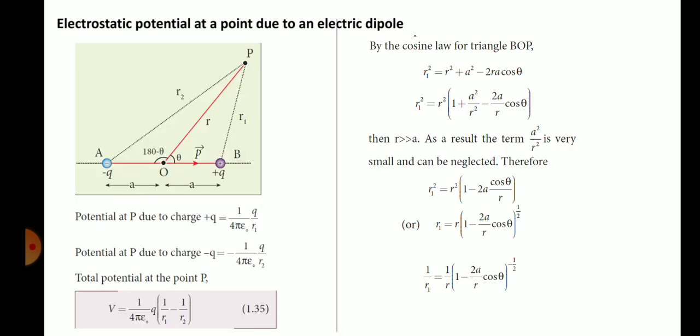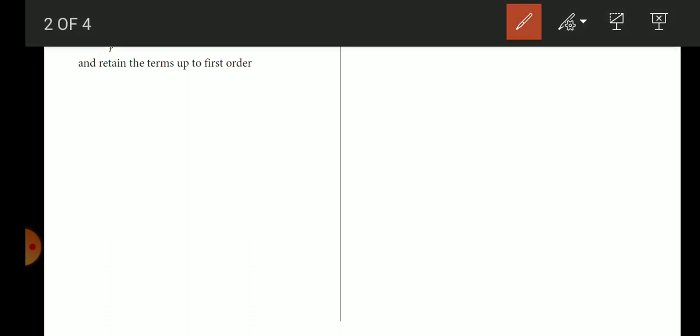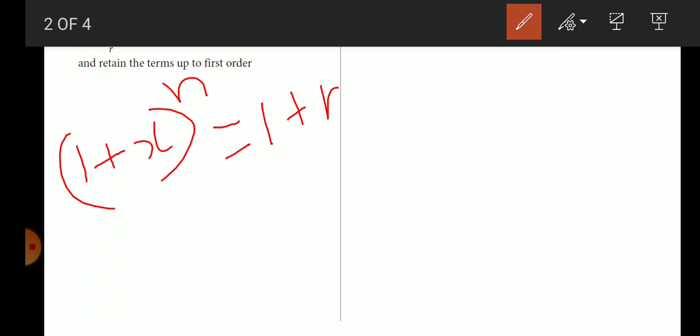Then here a by r is very much smaller than 1, so we can use the binomial theorem. What is the binomial theorem? The binomial theorem is used to neglect the higher orders. 1 plus x whole power n is equal to 1 plus nx. Very simple formula. Okay. What is the term we had in the previous one?